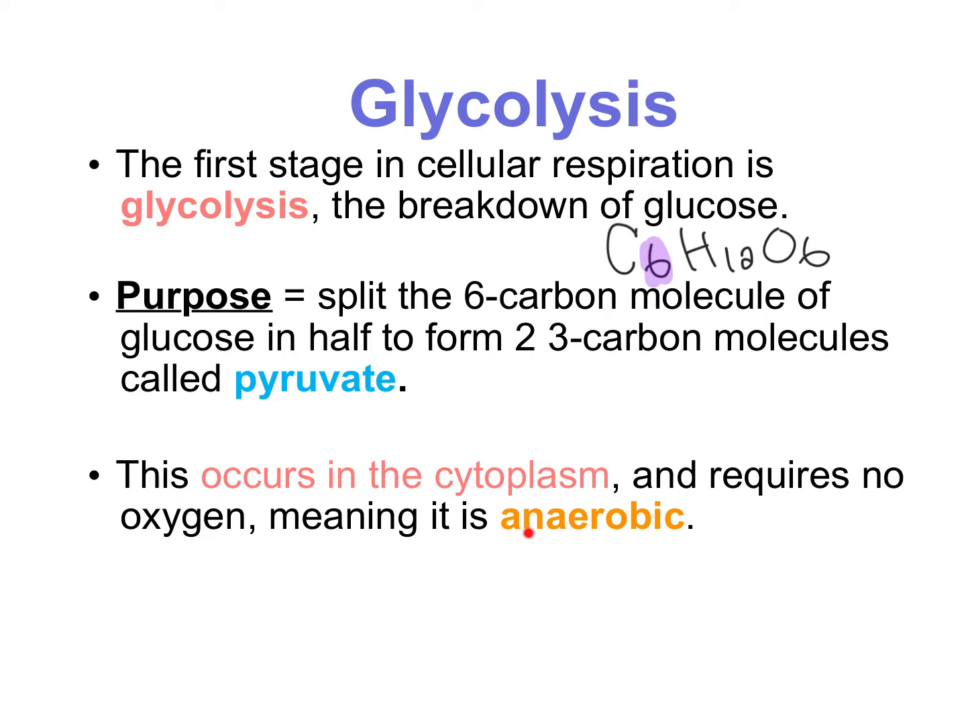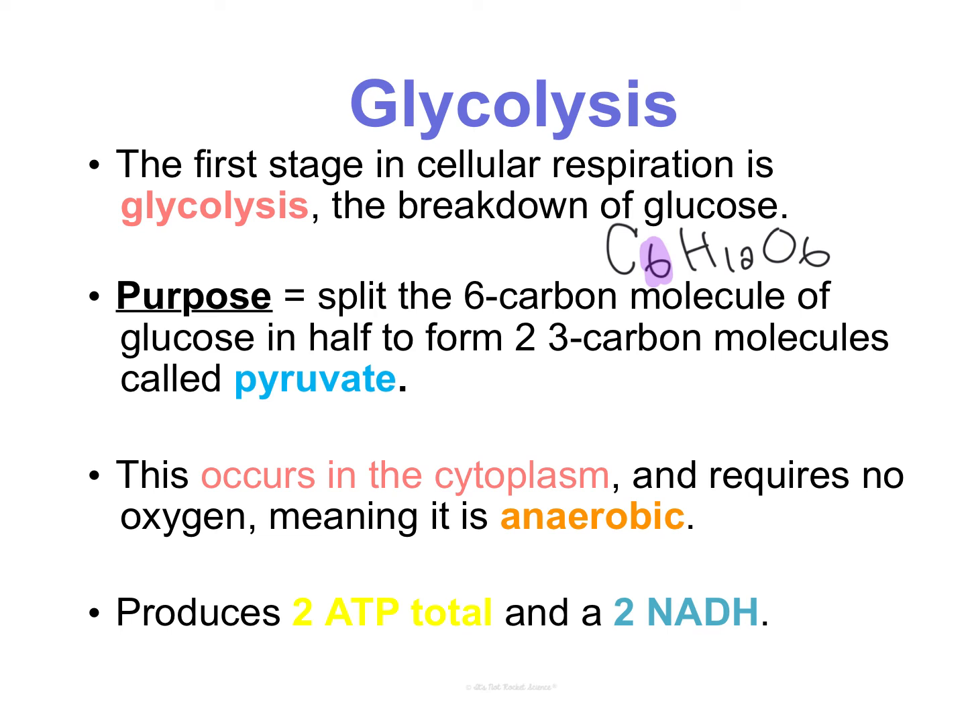So if you see A at the beginning of words, it usually means no, like we can have symmetrical and asymmetrical. Asymmetrical means not symmetrical. So same sort of thing, we have no air or no oxygen required. And in this step of glycolysis, we are producing a total of, which will be very important, 2 ATP and 2 NADPH. So we're going to want to keep a total of these as we go on throughout our steps.